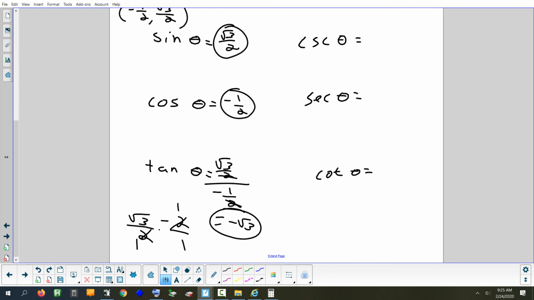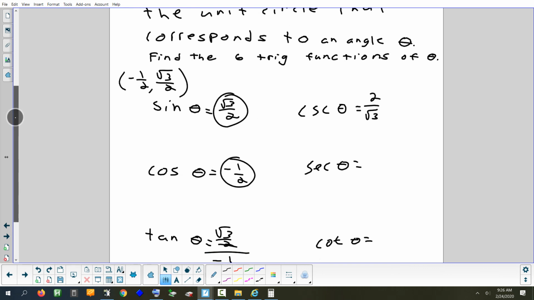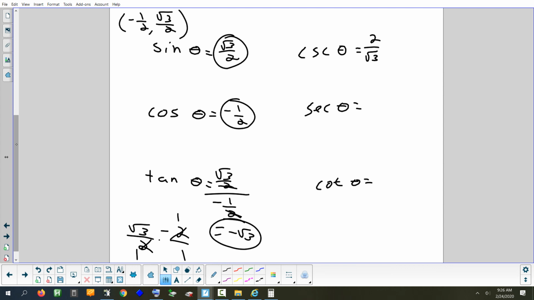How about Anna? Anna, right? Yeah. What do you get when you flip square root of 3 over 2? 2 over square root of 3. So that is the cosecant of the angle in this problem represented by the coordinate I gave you. But what's the issue with leaving it as 2 over the square root of 3? Square root on bottom. Square root's on the bottom.